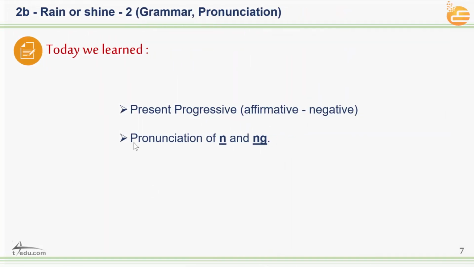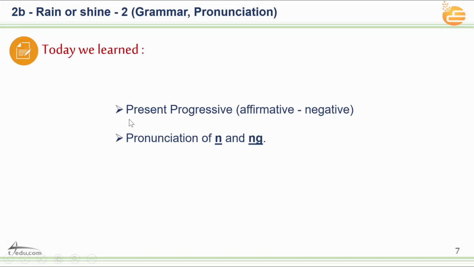Very nice. So today we learned, number one, present progressive, and we saw that with the affirmative sentences and with the negative sentences. Also, number two, pronunciation of n and ng at the end of the word.